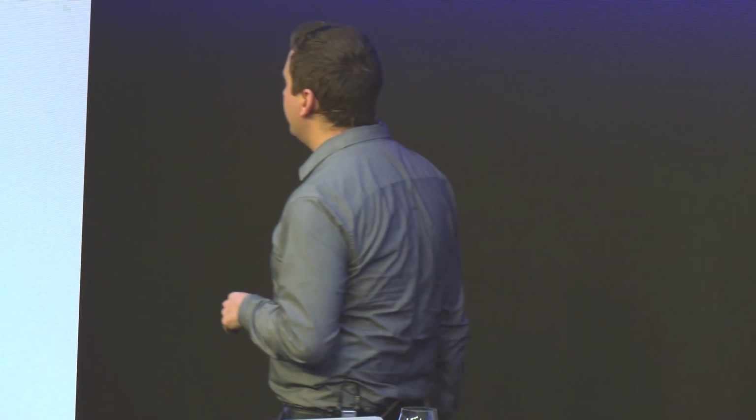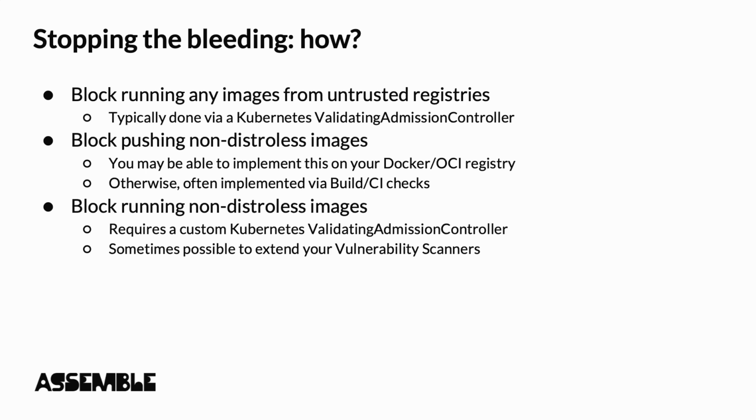So how do you actually do that? I've got a couple examples here. You want to block running any images from untrusted registries. This is typically done via a Kubernetes validating admission controller. Depending on what registry you're using, you might have the ability to do dynamic admission, where you're preventing new images from being pushed to it if they don't meet certain criteria. And so you could do a check there. Maybe you could do it earlier on in your CI or your build system. You add a check and say, hey, this build produced a non-distroless image. Don't do that, please. Or, on the more aggressive side, we won't let this PR be merged.